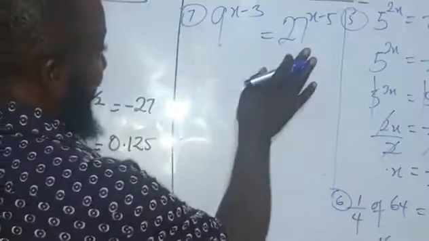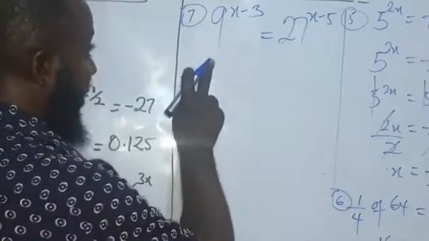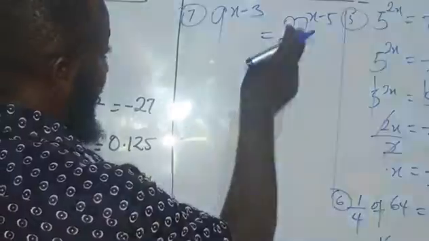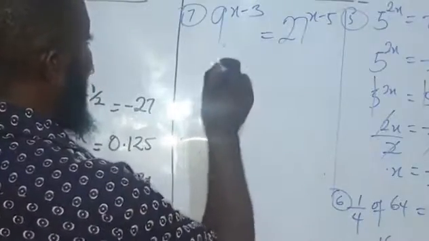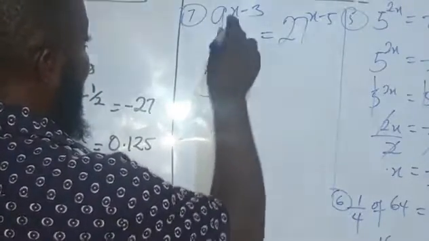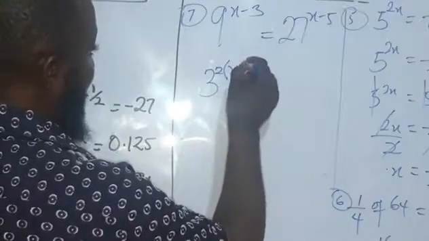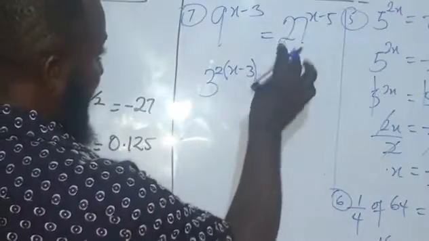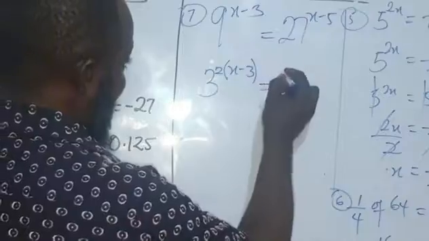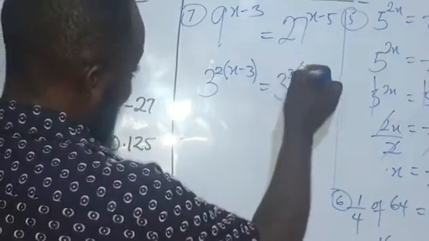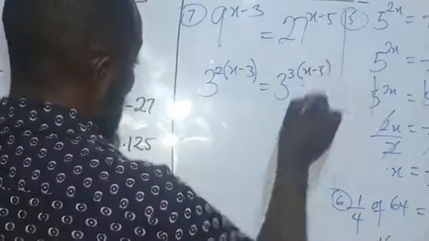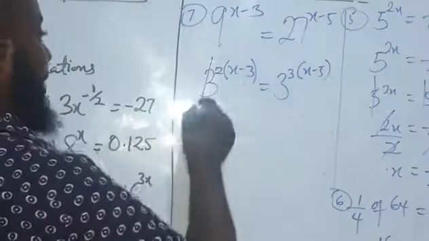We have 9, we have 27. So we can take them to the index of 3. That means this will be 3 raised to 2 in brackets, of x minus 3, equals 27, that is 3 raised to 3, of x minus 5. So these 3s can cancel.